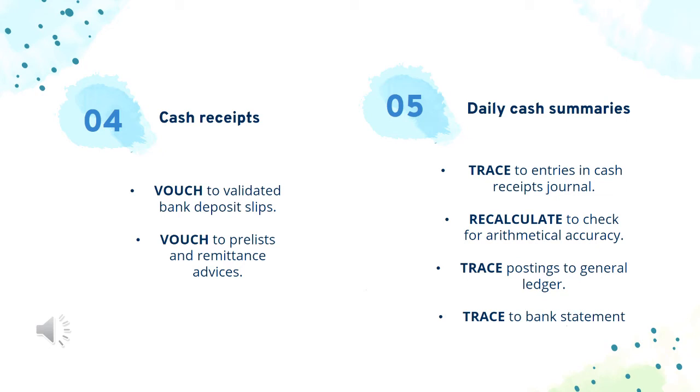Pre-list is a list prepared when cash is received to verify whether cash receipt is recorded at correct amounts and on time. And remittance advice is a letter sent to supplier to inform the invoice has been paid. So you can choose between these two samples. For number 5, daily cash summaries, you can choose to trace entries in cash receipt journal or recalculate to check for arithmetical accuracy, trace posting to general ledger, and also trace to bank statement.